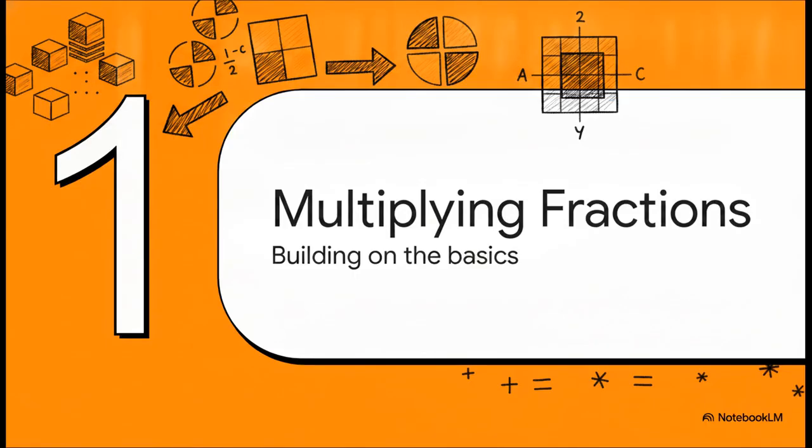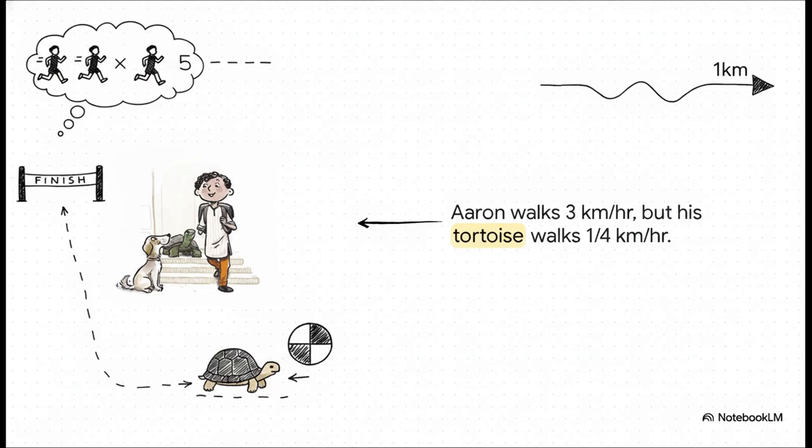All right, section 1, multiplying with fractions. We are building straight on the basics here. So, we start with a really familiar concept right out of the text. Imagine this guy, Aaron. If Aaron walks 3 kilometers an hour for 5 hours, we just multiply 5 by 3 to get 15 kilometers, right? I mean, it's just repeated addition. Pretty standard. But what about his slow-moving pet tortoise?